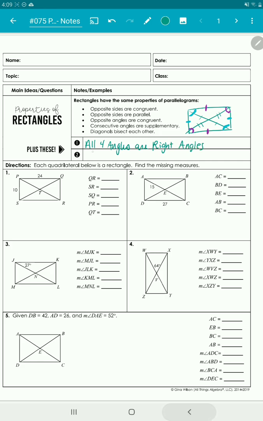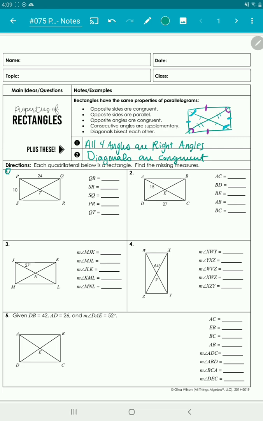And we also have that the diagonals are congruent. So not only are they cut perfectly in half, each one of these little quarters here is the same. And from S to Q here is the same as from P to R. Okay, so let's go through and look at some of these. So I'll do number one.